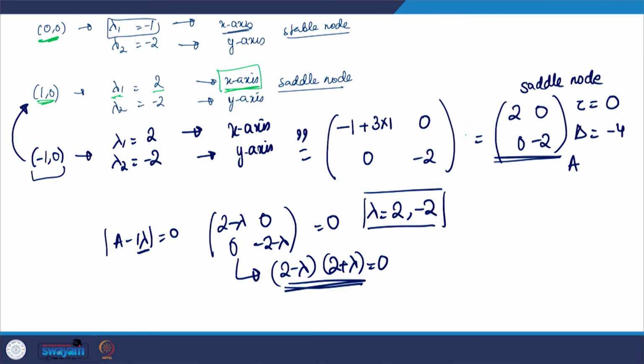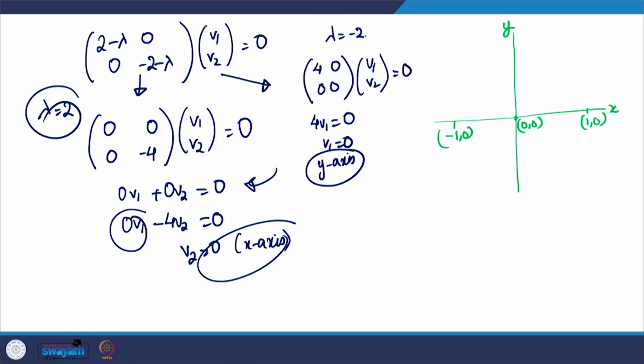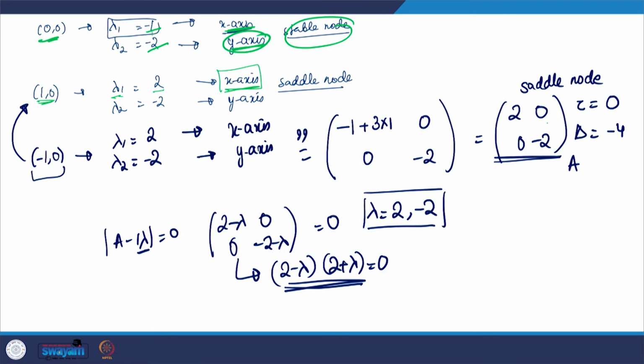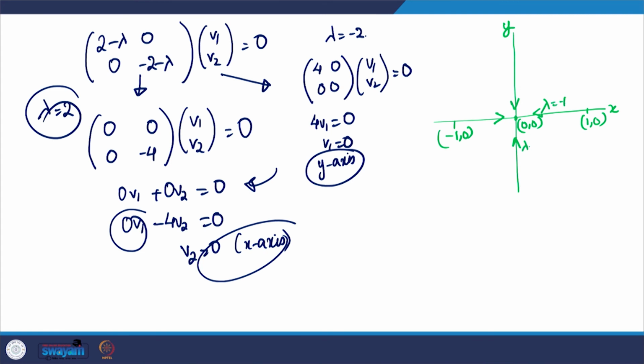So 0, 0 is a stable node, which means it's attracting. And we even know in what direction it is attracting. In the x-axis, the eigenvalue is minus 1. In the y-axis, the eigenvalue is minus 2, which means the rate at which the point will move in the y-axis direction will be faster than the rate at which it will move in line with the x-axis. So the attraction of the flow lines is happening in both axes. The corresponding lambda value for the x-axis is minus 1 and for the y-axis is minus 2.